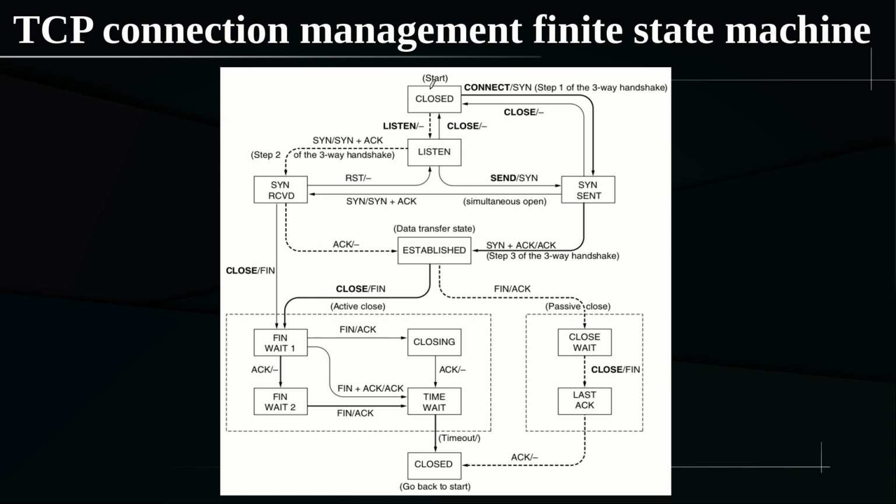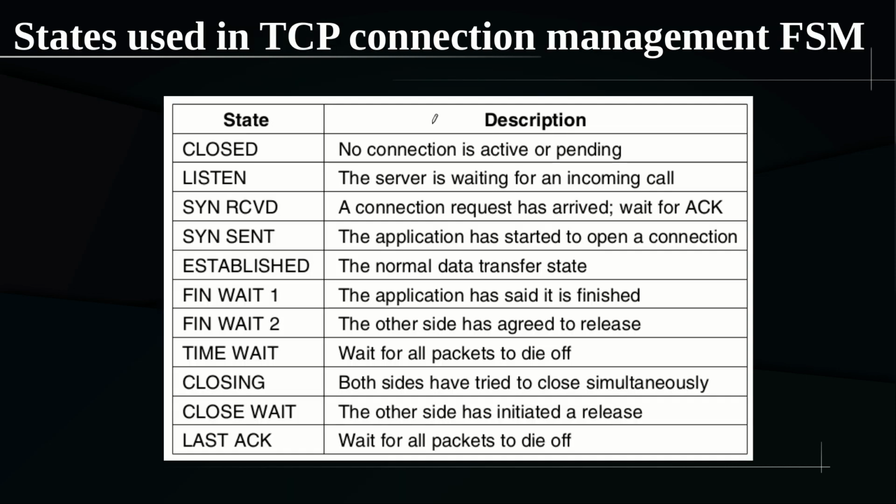So it's an 11-state diagram. You can see the states listed here: the closed state, listen, SYN received, SYN sent, the established state, then the connection-finalizing states: FIN wait 1, FIN wait 2, time wait, closing state, close wait, and last acknowledgement. I'm giving you a brief idea about it, but if you read more and focus more on the diagram, it will become more and more clear to you.